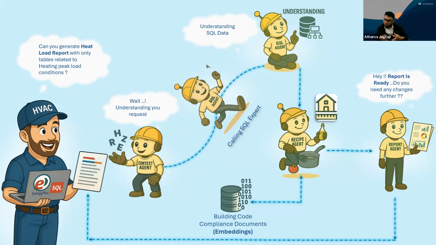All these agents are collaborating with each other to give a report for you. So let's see how a user is able to interact with the agents. The user is saying, can you generate a heat load report with only tables related to heating peak load conditions? So if you can see, the user is not only asking to generate a heat load report, he is also asking to make some changes to the normal or the defined template of generating a heat load report.